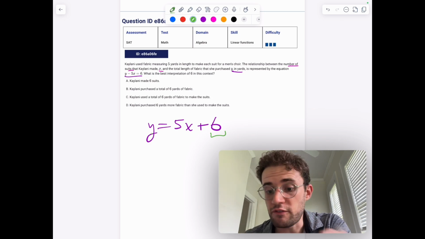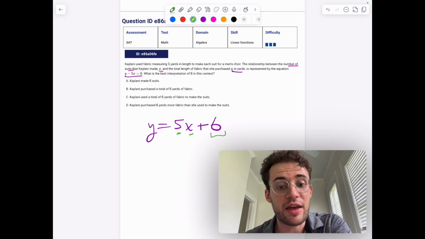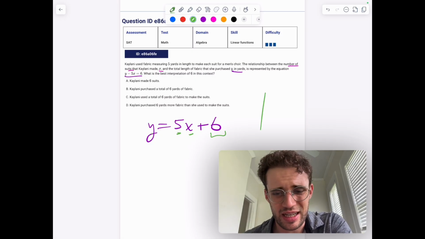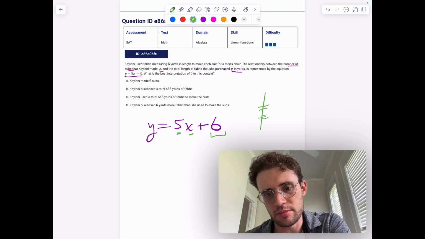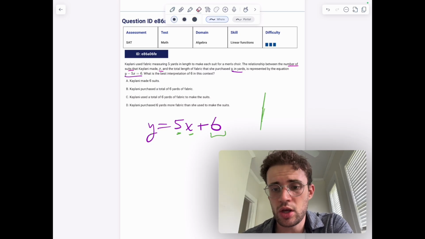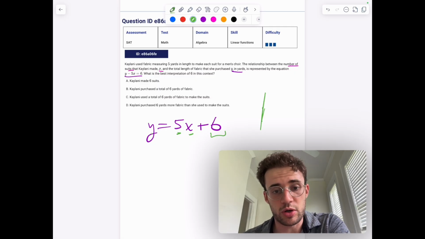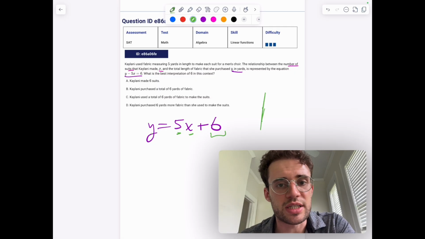6 yards of fabric. And then for each additional suit that you're making, you need 5 additional yards. So maybe 6 is just the extra space, just to make sure that you've got some space between them, or something, or just room for error. Or maybe you need 6 yards of fabric regardless of the suits, and then it's 5 per suit. So 6 is like your y-intercept in this case.